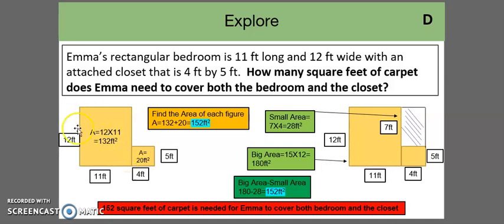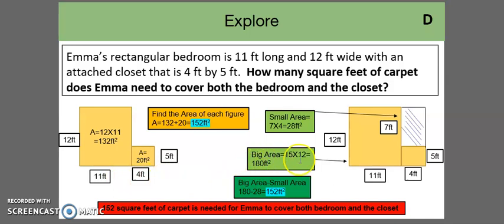And what we're going to do for this method is we're going to take the areas of each of the areas of the bedroom and the closet, and we're going to add them up. So this first one, we would do 11 times 12, which is 132. And for the closet, we're going to do 4 feet by 5 feet, which is 20. We're going to add the two values up, and we have a grand total of 152 feet squared. That's one way of finding the area of this composite figure.